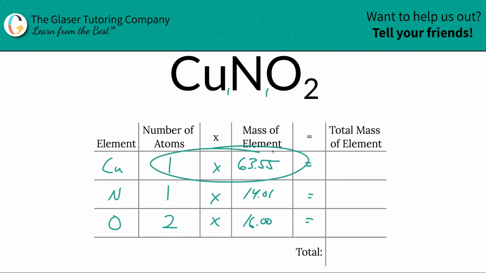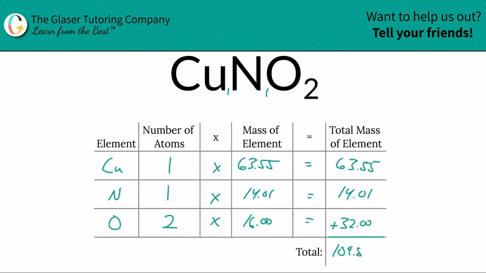All right. So then, to find the total mass of the element now, let's say for copper, you're going to simply multiply these two values across. So that's simply 63.55. Then multiply this for nitrogen, so the total mass of the nitrogen here is 14.01, and the total mass of oxygen is then 32.00. And then we're simply going to add this column on up now to find the total mass of the entire element, or excuse me, entire compound, not the element. So when we add those together, it's going to be 109.56.